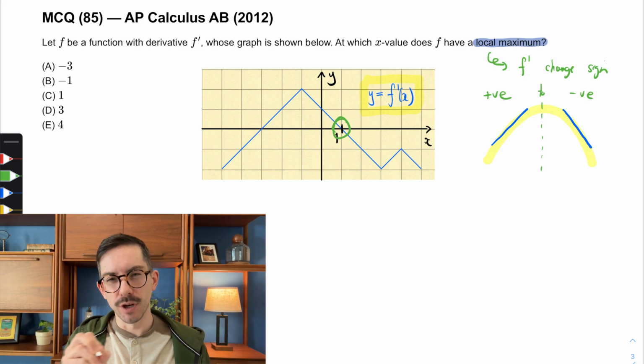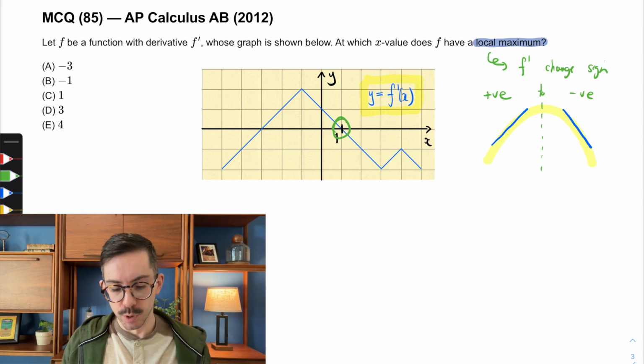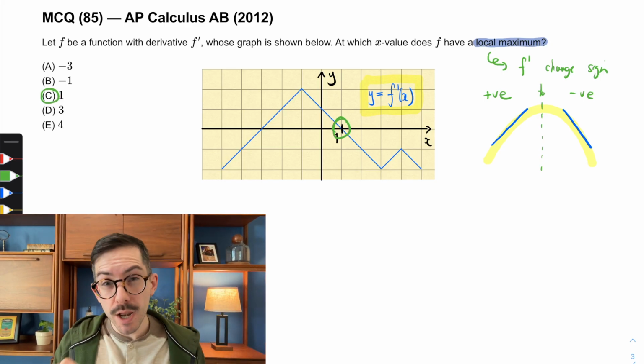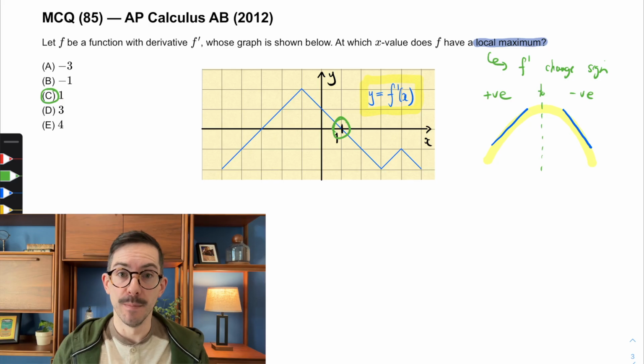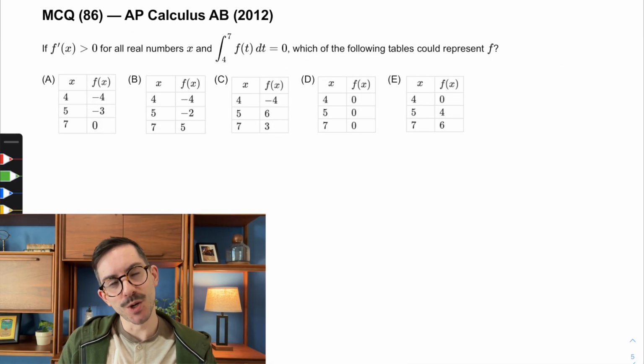That's the only point on this graph where we move from values above the x-axis to values below the x-axis. So our answer here is x equals 1 is where f has that local maximum. That one was nice and quick.